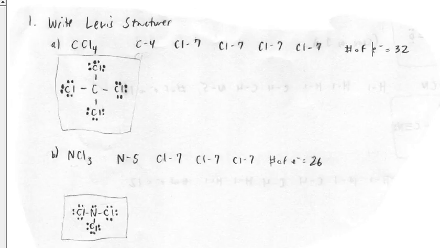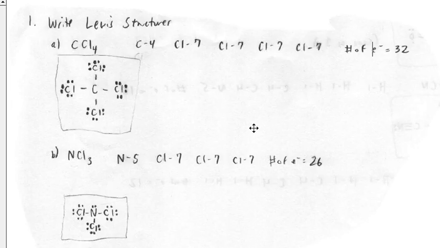Okay, so the first question, number one, asks you to write and draw some Lewis structures. They give you a substance, carbon tetrachloride, CCl4. Your task is to figure out how many total electrons you have. So you look at the periodic table, find out that carbon, based on its placement on the periodic table, has 4 outside electrons, and each chlorine has 7. They total up to 32.